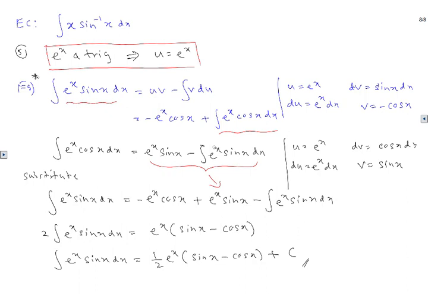Okay, so that's good. This is the end of what we call the most important technique of Calc 2, what we call integration by parts. Okay, that's the end. Thank you.